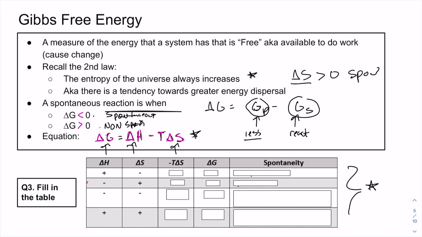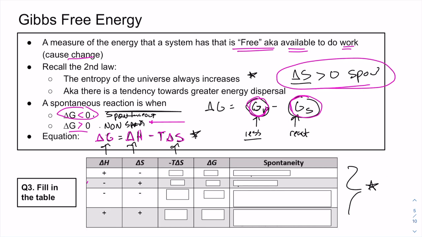Then we have Gibbs free energy. This is the energy that a system has that is free or available to do work, which is the same thing as saying cause change. And we know from the second law of thermodynamics, the entropy of the universe always increases, and that gives us the condition for spontaneity. And so we can say that if the products have less energy available to do work than the reactants did, that means that energy dispersal must have increased, right? That energy has gone somewhere. It's gone to the universe. The entropy of the universe has increased. Therefore, if delta G is negative, then our reaction is spontaneous. Likewise, if it's positive, our reaction is non-spontaneous.